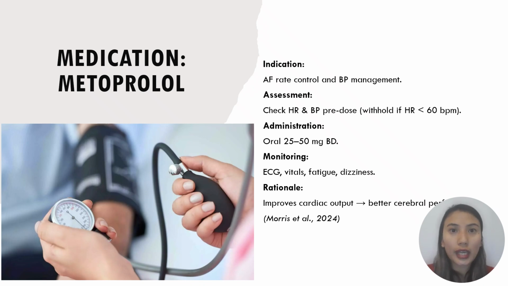On the assessment, we withhold it if heart rate is below 60 beats per minute or if systolic blood pressure is below 100. And also for administration, administer 25 to 50 milligrams of metoprolol twice daily as prescribed, either orally or intravenously depending on the patient's condition. And I'm going to talk about the monitoring and side effects of it.